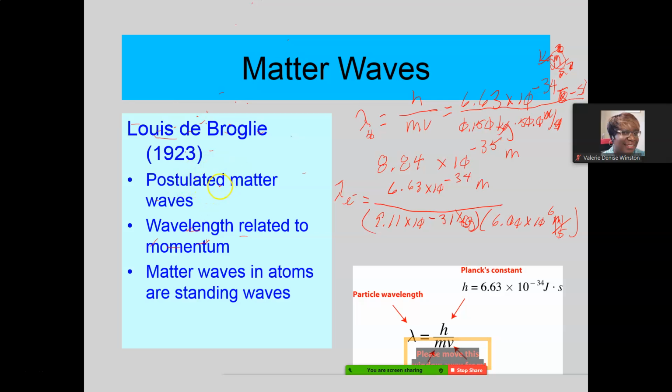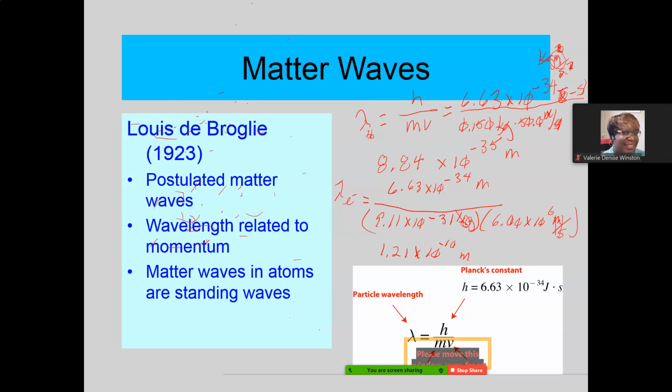It's 1.21 times 10, and I've got a bunch of zeros here, so I have to stop and count them. That decimal moves 1, 2, 3, 4, 5, 6, 7, 8, 9, 10. 10 to the 10th meters. 10 to the minus 10 meters, sorry. Moved it to the right.